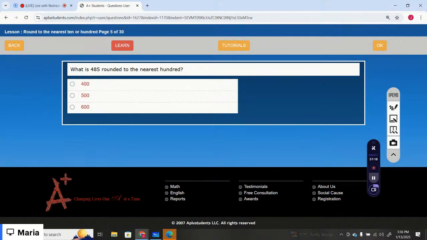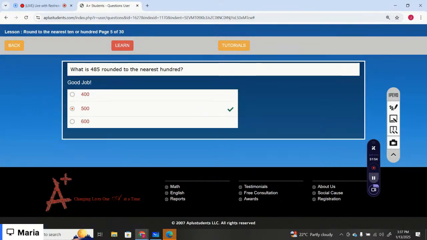What is 485 rounded to the nearest 100? So which is the correct option? You need to round to 100 now. That is 500. Option number 2 is the correct option.